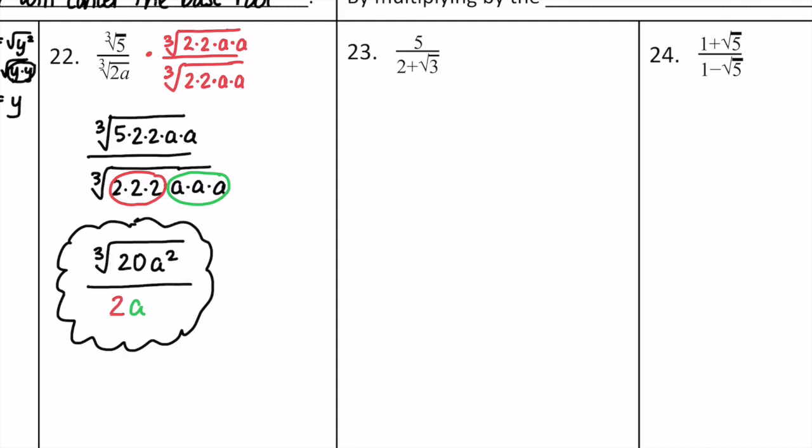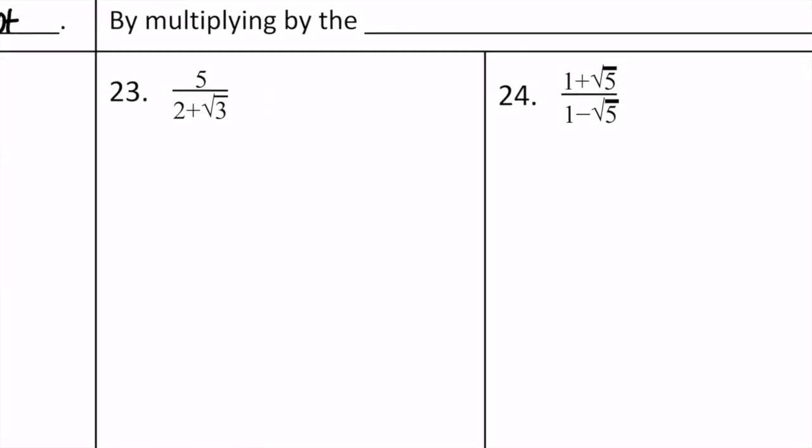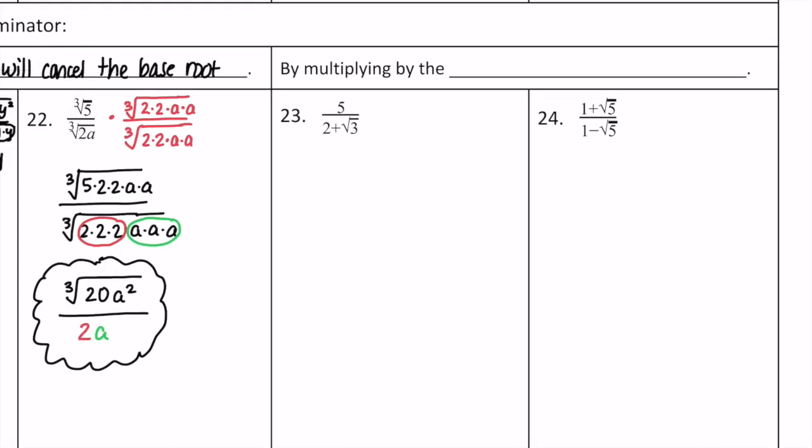For 23 and 24, sometimes I'm going to have an expression in the bottom with addition or subtraction. And if I have that, and not just a root by itself, I'm going to have to do the same thing I did with the imaginary numbers in the bottom. I'm going to multiply by the conjugate of the base.